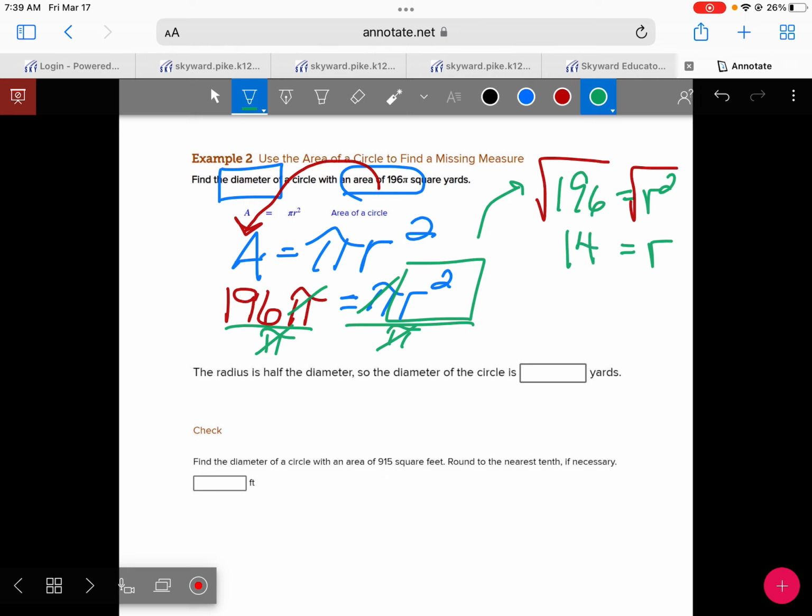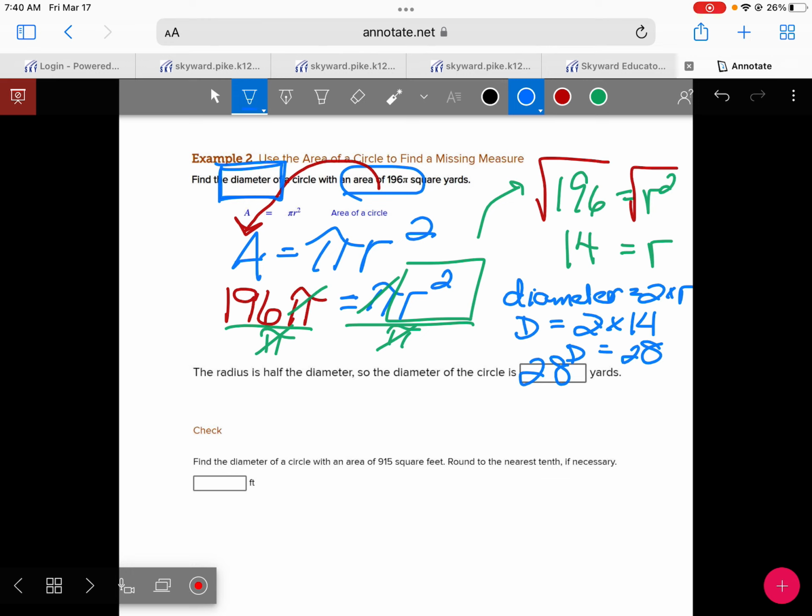Okay. Is that my answer? No, we were supposed to find diameter. So if I have the radius, I know diameter is equal to 2 times r, 2 times the radius. So my diameter is 2 times 14, which is equal to 28 yards. So the diameter is 28 yards.